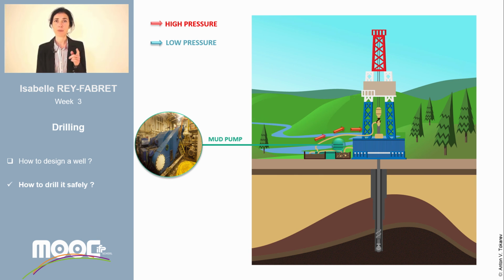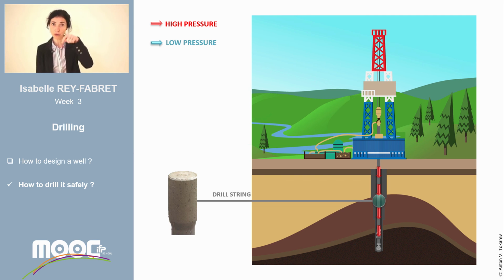Firstly, the pump sends the mud at high pressure through the discharge line, the standpipe, the rotary hose, and the top drive into the pipes. The mud flows in the drill string down to the bit and catches the small pieces of broken rock, the cuttings, to transport them up to the surface in the space between the drill string and the well walls.